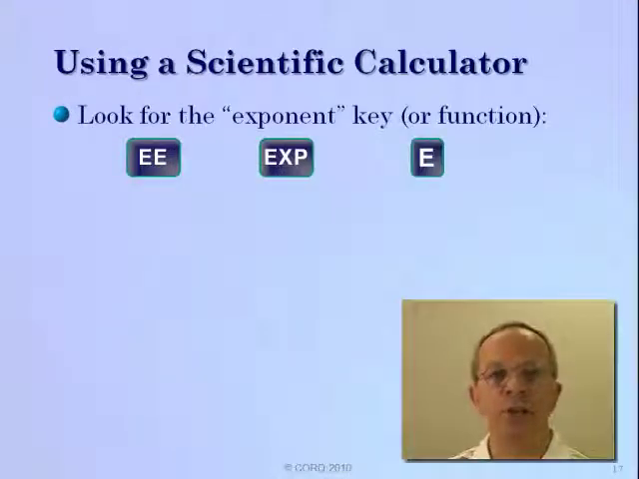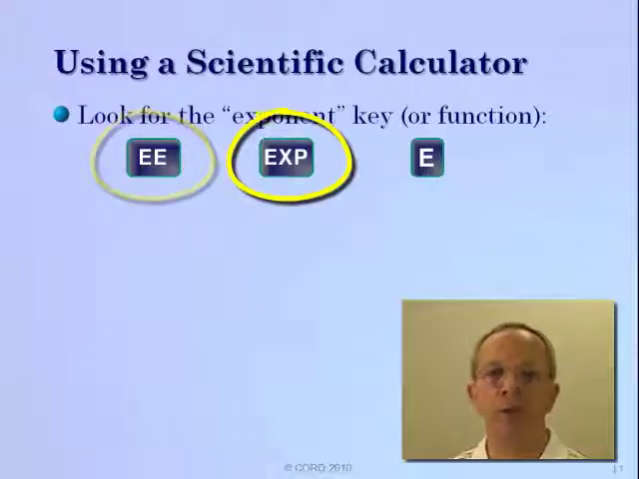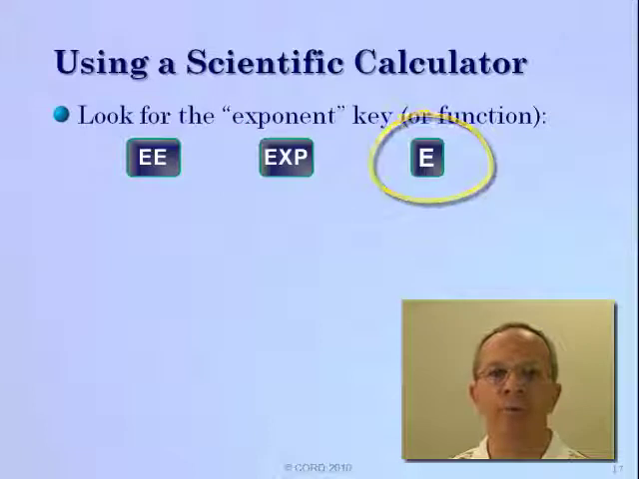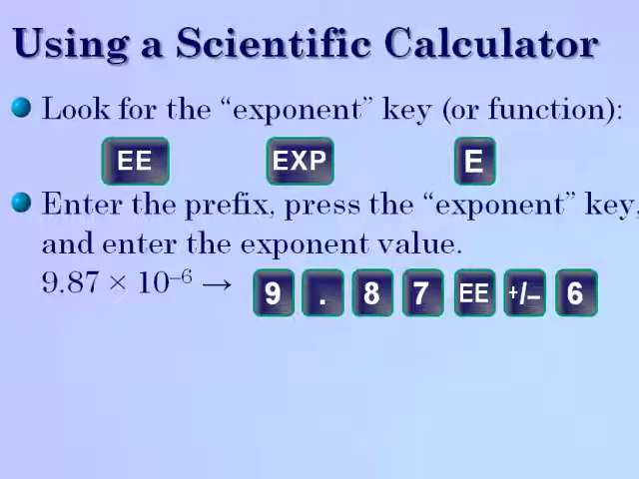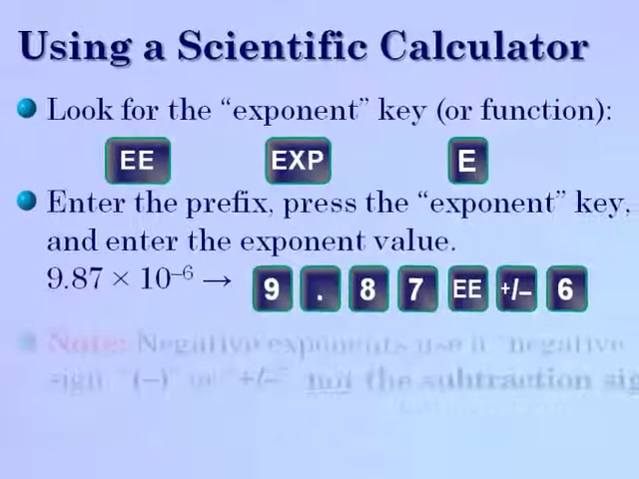Now, using a scientific calculator, we'll have to watch for the exponent key. It'll vary on different calculators. You'll either have the EE or the EXP, or in some cases just an E key for your exponent. So to enter the prefix, for example, with an EE key, to enter 9.87 times 10 to the minus 6, you would enter the digits 9.87, just like you would normally enter them. Then press the EE key for the exponent. In our case, we'd have to press a plus or minus key to get that negative in there, and then press the 6 key. That would enter the value 9.87 times 10 to the minus 6 into your calculator to be used in an operation.